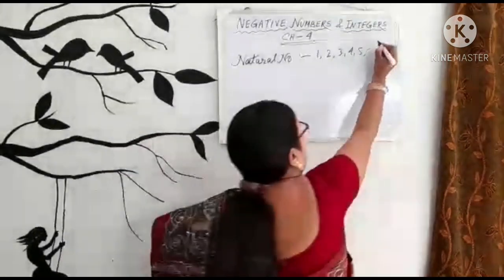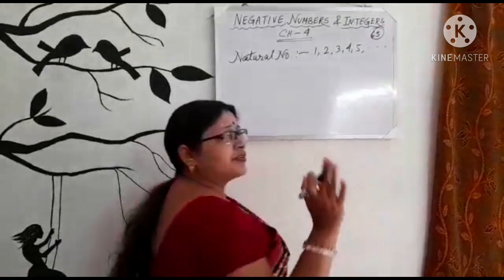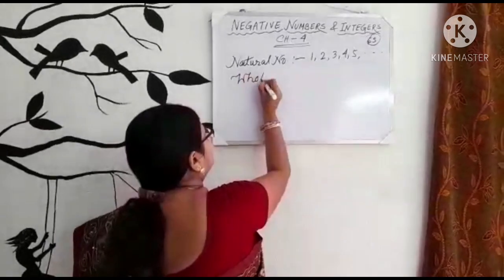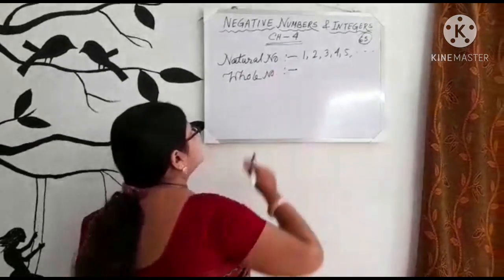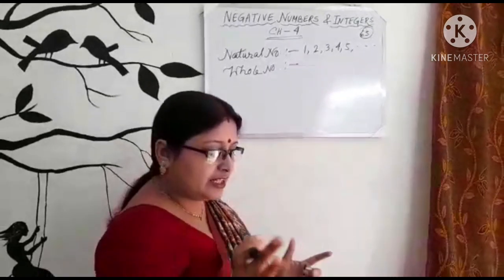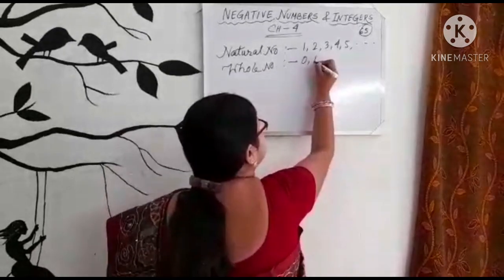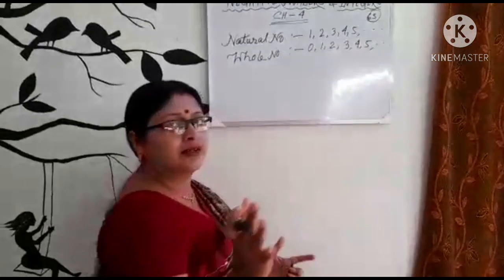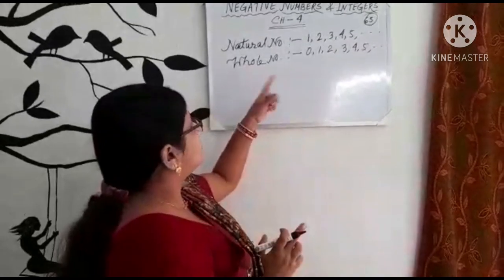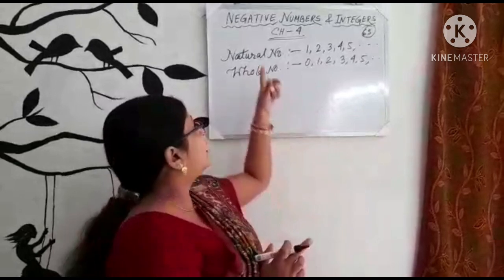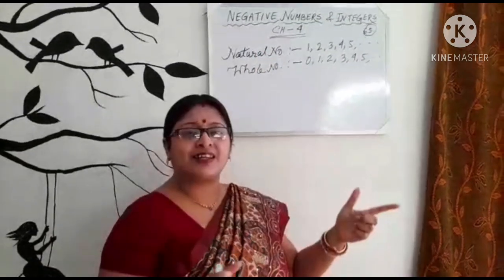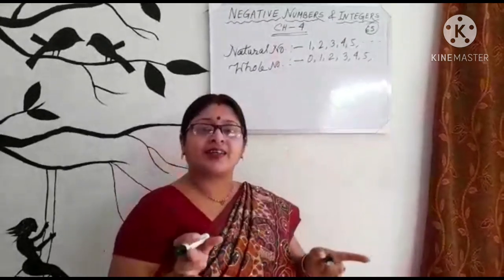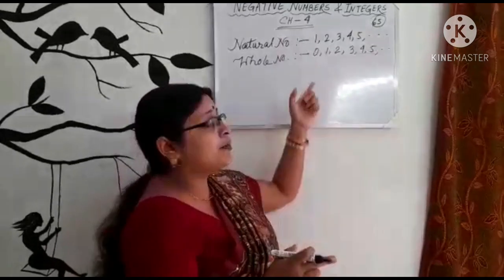Suppose that 65 is a natural number. Okay. Next, whole numbers. What are whole numbers? Whole numbers are the numbers which start from 0 onwards. That means 0, 1, 2, 3, 4, 5 and so on. Clear? Now, you see there is some difference between the natural numbers and the whole numbers. The main difference is that natural numbers start from 1, but the whole numbers start from 0.